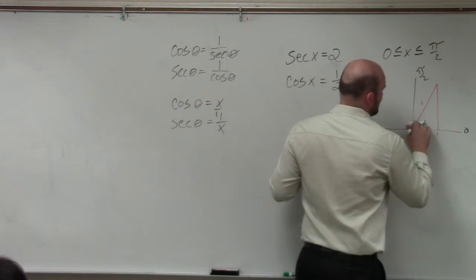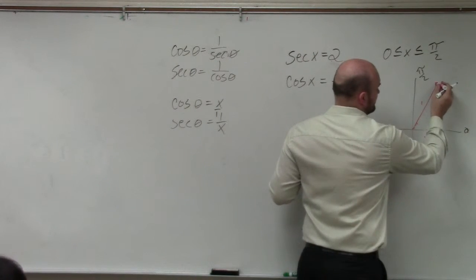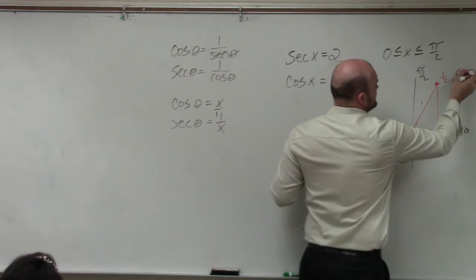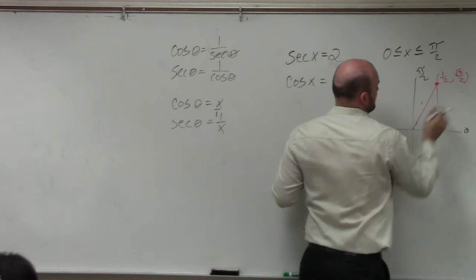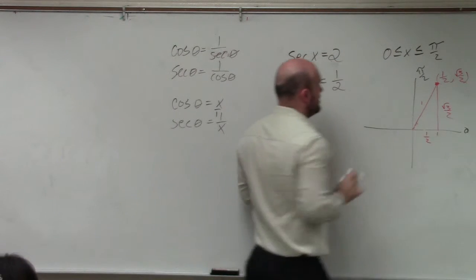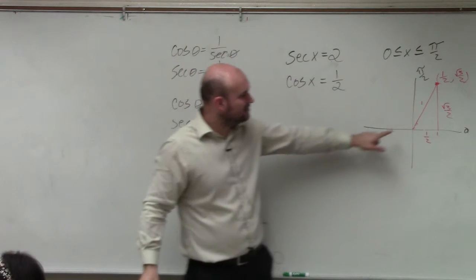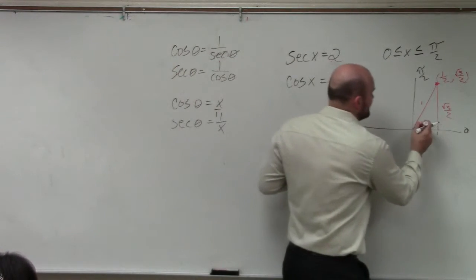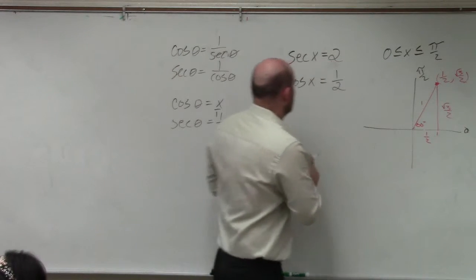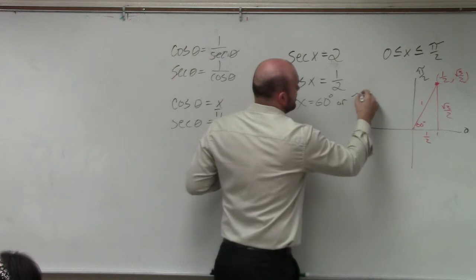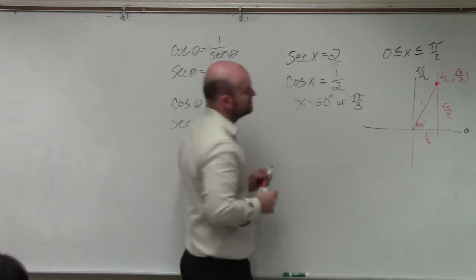If you guys look at your unit circle, the x-coordinate here would be 1/2. This would be square root of 3 over 2. So that's 1. To go from here, that's square root of 3 over 2. But we're only concerned about what x is. What angle is this triangle? 60 degrees. So therefore, x equals 60 degrees, or pi thirds.